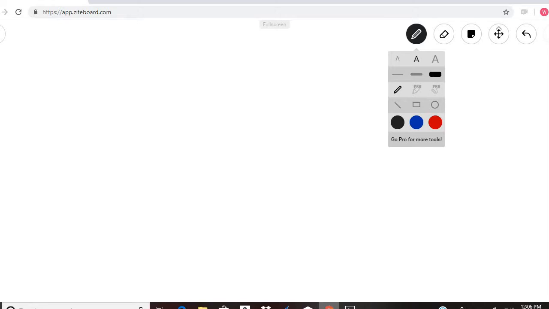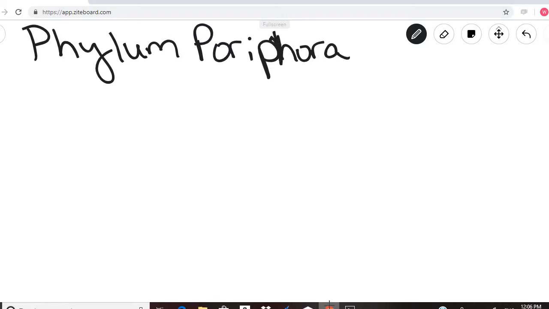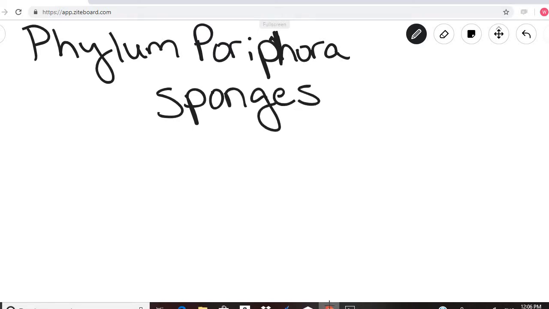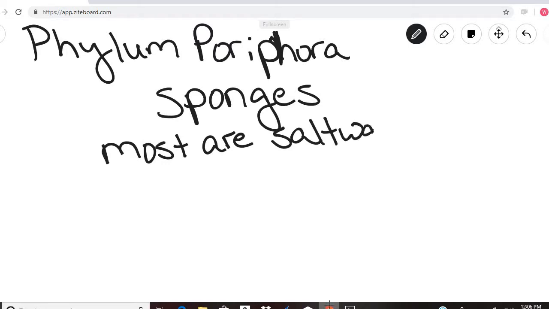Okay, so the first phylum we are going to deal with is called phylum Porifera. The organisms contained within this phylum are sponges. Most sponges live in salt water. There are a few freshwater sponges, but the majority of them live in salt water. So the term that's used for organisms that live in salt water is that they are marine animals.